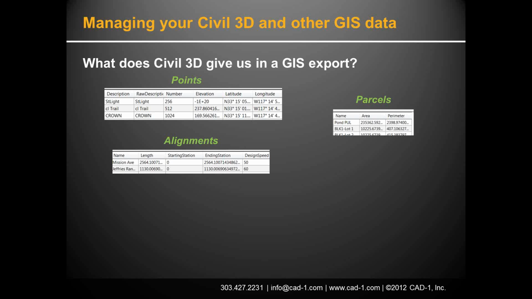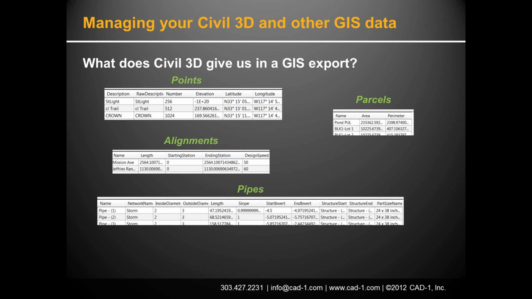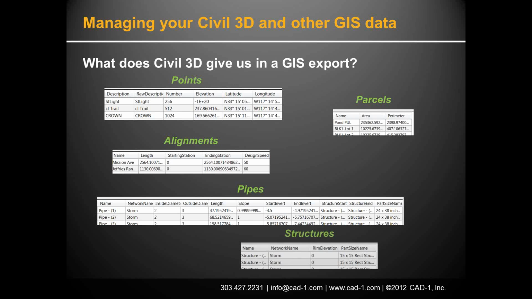On alignments, you've got the name, the length, starting station, ending station, and design speed. That's pretty cool, but you may want to throw some extra stuff in there, obviously. And then pipes, you've obviously got more, because there's more to go with pipes. Inverts, materials, all that good kind of stuff. Oh, I forgot about the pipes with the structures. These are the kinds of things that you're going to get out of Civil 3D.